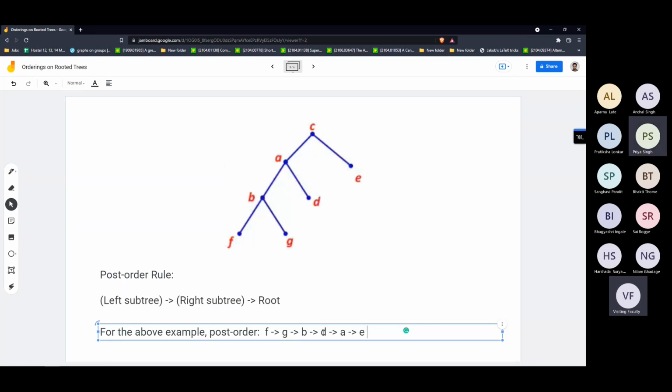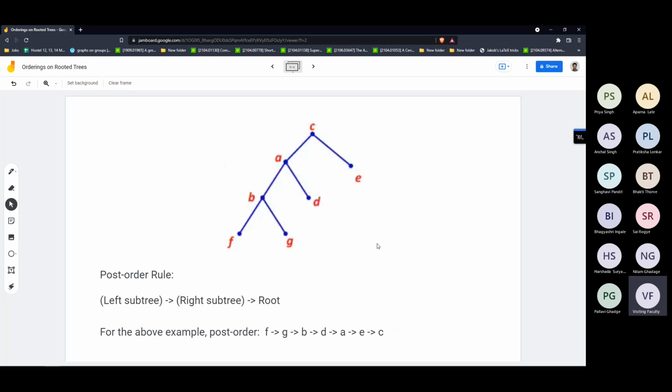Okay. Then C. C is the root of that tree. That's why you're writing C. You're simply saying F, G, D, B. That's not how you're supposed to say things. You're supposed to tell me what you are writing. Is it the left subtree or is it the root? You understand? Yes, sir. Okay. So everybody's clear with post-order? Yes, sir.